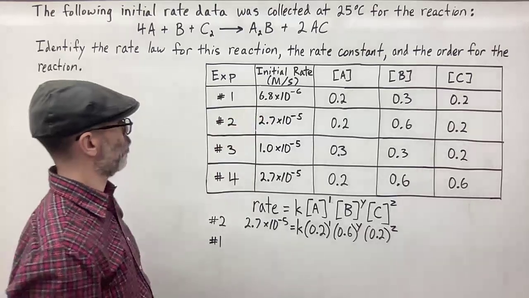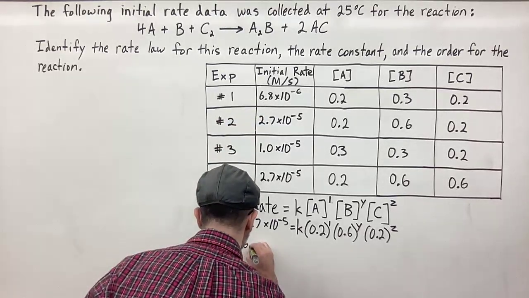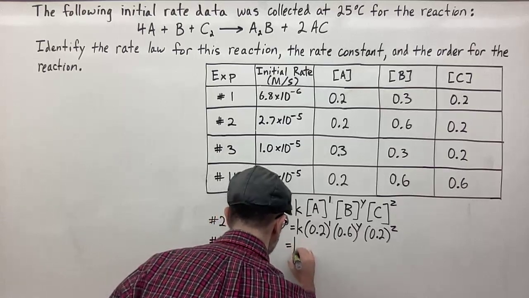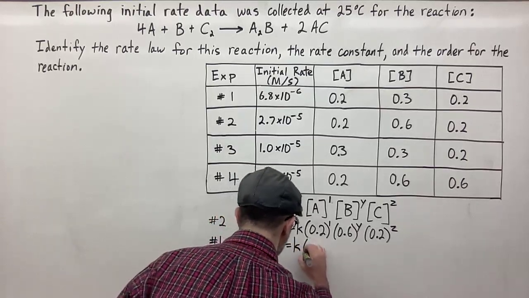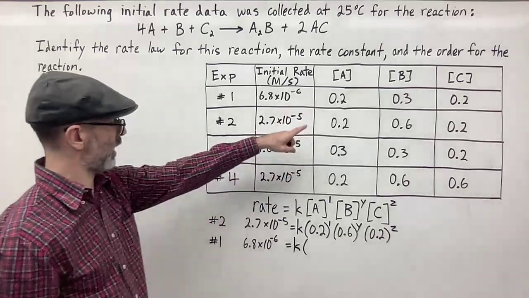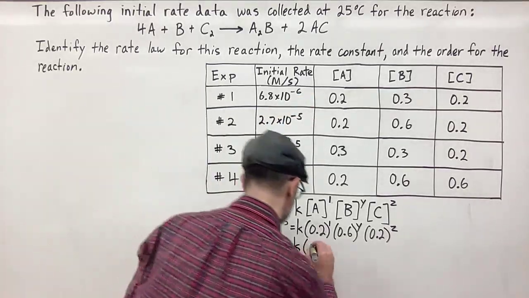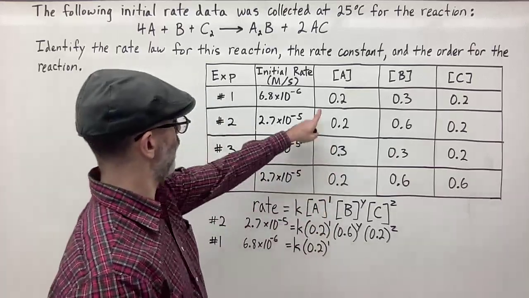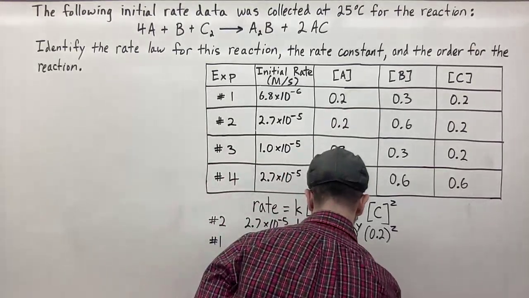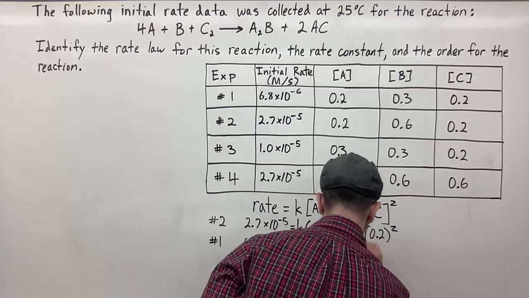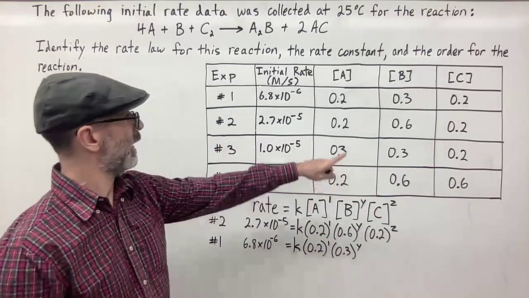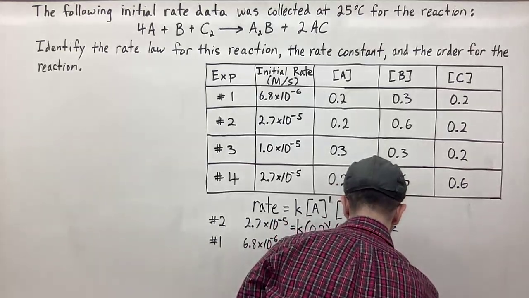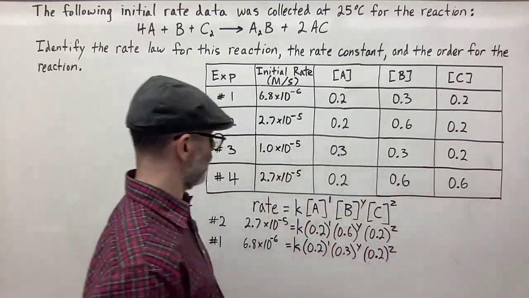So the rate is 6.8 times 10 to the negative 6. And again, that's equal to K times the concentration of A, which is 0.2 to the power of 1. And it's going to be 0.3 to the power of Y for B. And for C, it's going to be 0.2 to the power of Z.